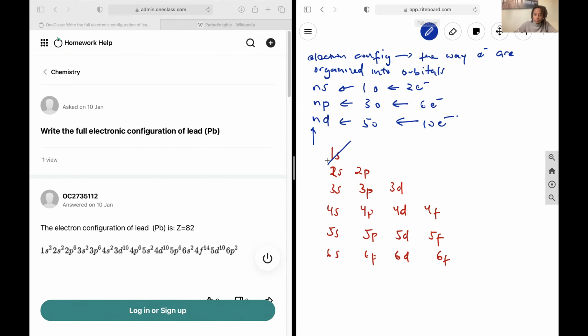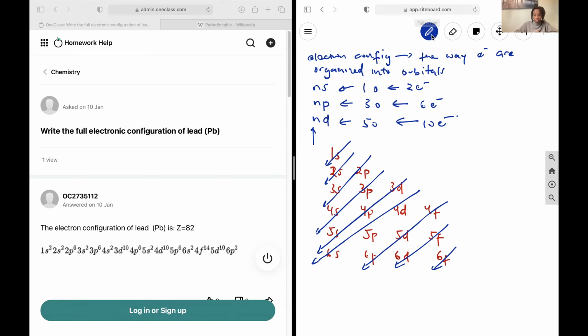And so if we're filling them, we would fill them in this manner. And by following this, we're just ensuring that we're filling the orbitals of least energy before we get to orbitals of higher energy. And so if we fill them this way, we get the electronic configuration for the ground state of whatever atom we're looking at. So the lowest energy configuration.